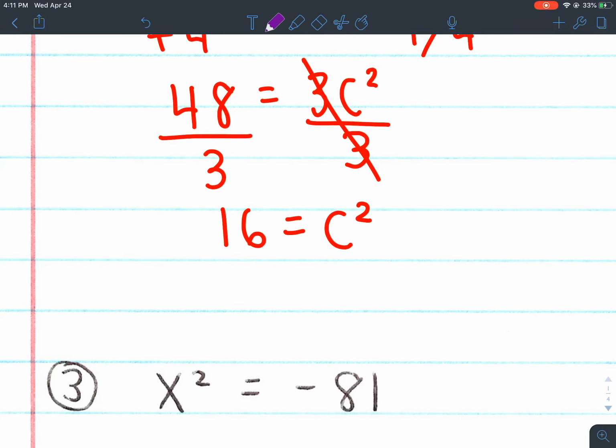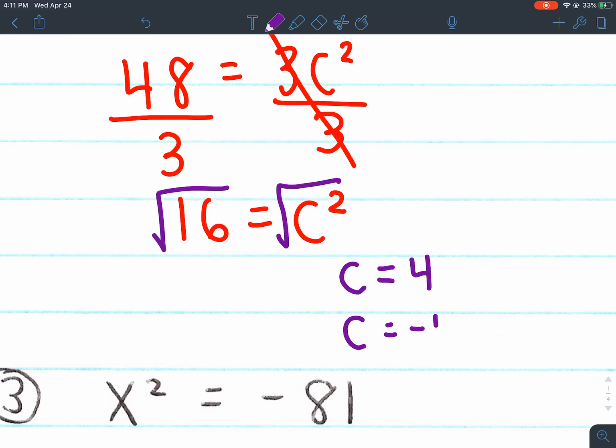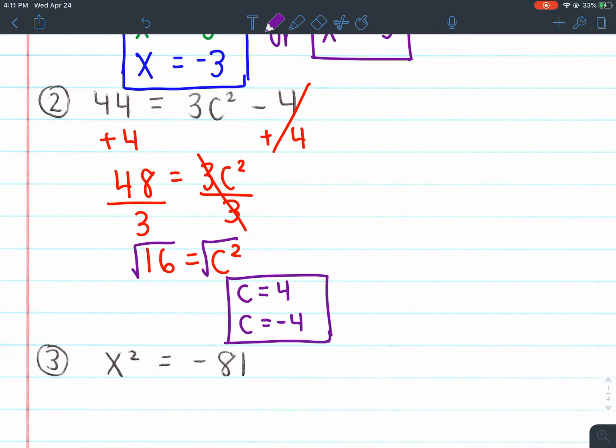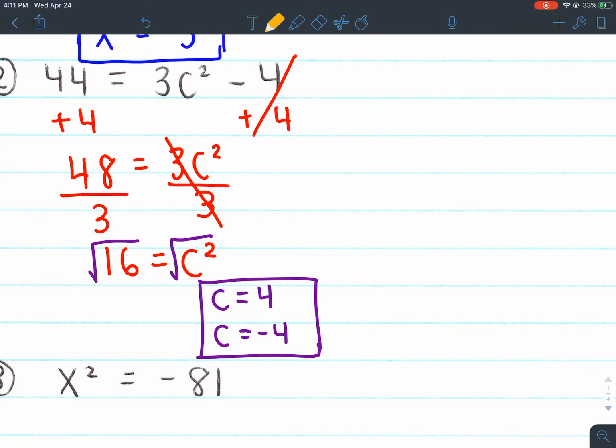Okay? Now, in order to get rid of that square on the c, I need to square root both sides. And I have c equal to 4, but c is also equal to negative 4. So you have 2 solutions here. You can have positive 4 and negative 4. Now, how can you check? You can literally plug it back in for your c value and check.